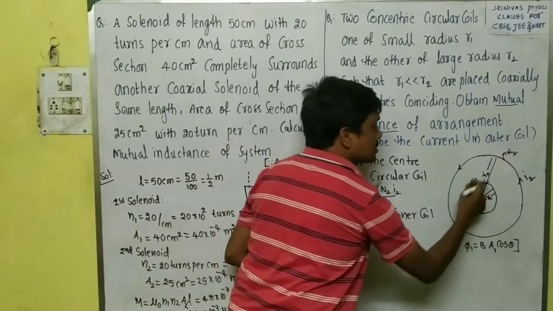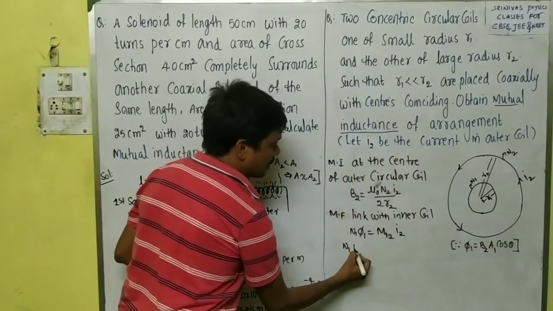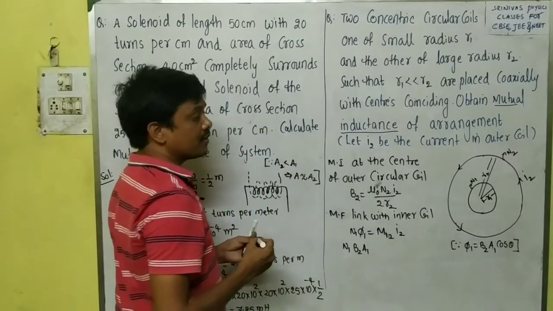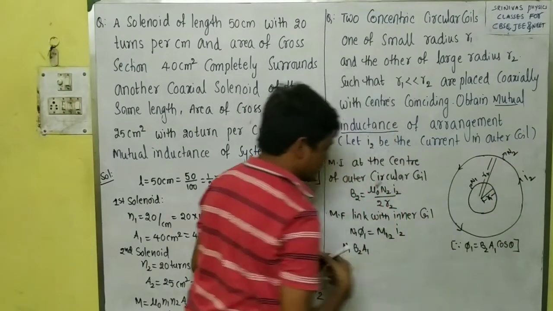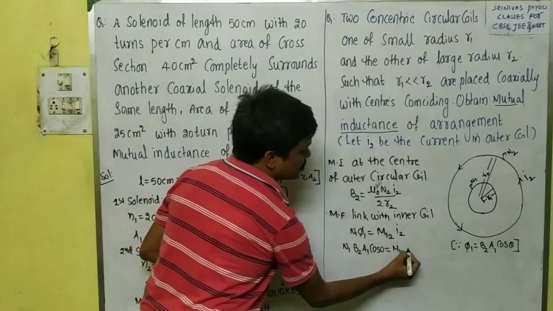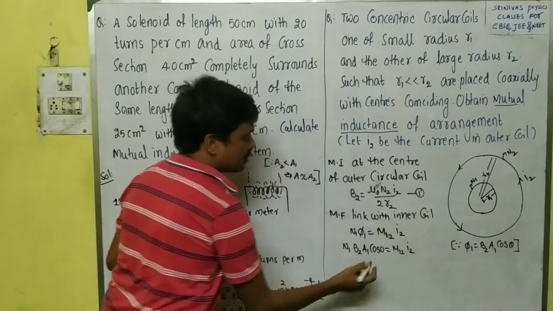But the inner coil is in the field of the outer coil. That's why we have to take B2. Here we write phi1 as B2 A1. But the field due to the outer coil is outward, and the area vector is also outward, that's why we write theta as 0. Then here we will get M12 into I2, and this is equation 1.